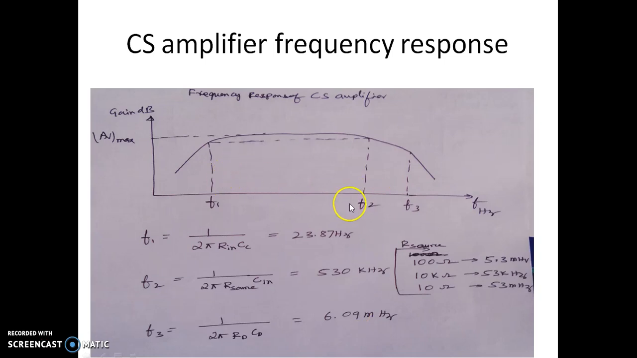You can see now the bandwidth is f2 minus f1, which is almost close to 530 kilohertz. Since f2 is lesser than f3, we consider f2 as the dominant pole, and this is the one which decides the bandwidth of the CS amplifier. So we'll do this simulation in LTspice and come back to verify these values with the simulated values.